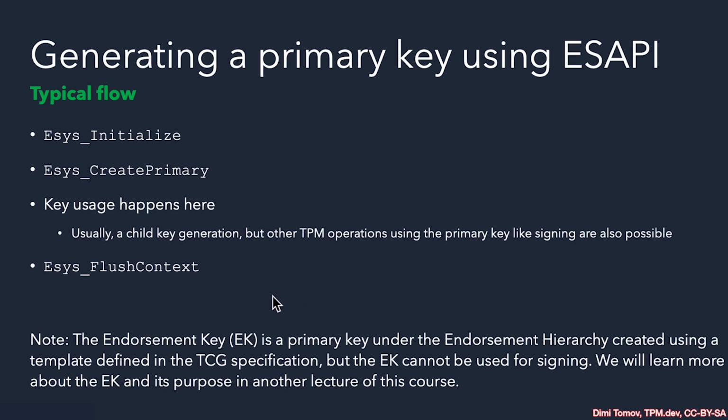That's all. We'll learn more about the EK when we get to machine identity, to the endorsement hierarchy. I just wanted to mention this because it is an important note to know about primary keys, and we covered it briefly in TC 1101. I think it's important to mention here as well, so we keep note of it.